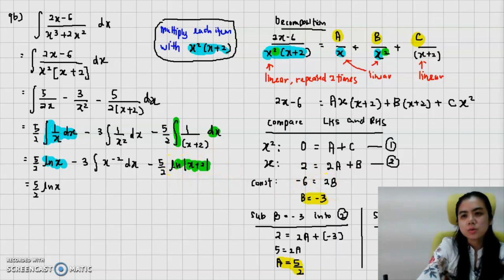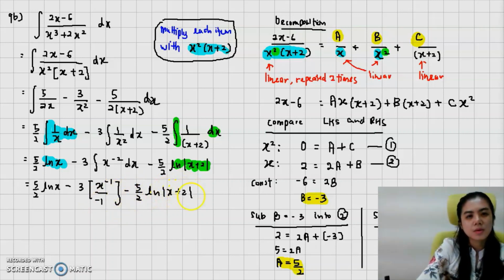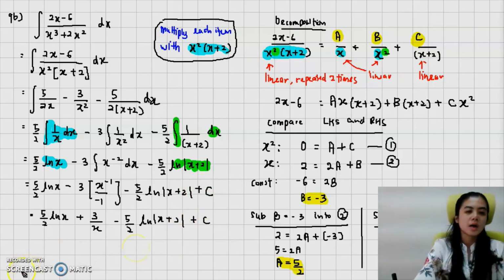From here, for this, if you integrate, you will have x to the power minus 1 over minus 1. And this will be the same. And simplify it, we will have 5 over 2 ln x, plus 3 times x to the power minus 1, that is 3 over x. Alright, so the final answer should have plus c. So this is the final answer for this example.